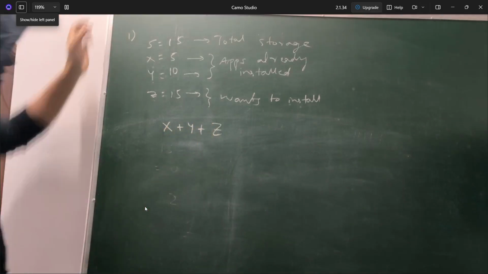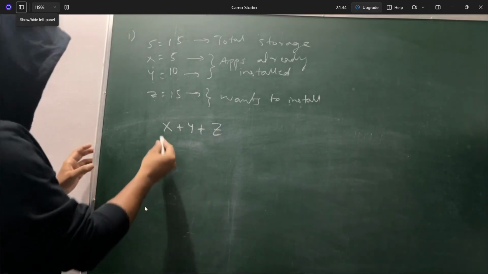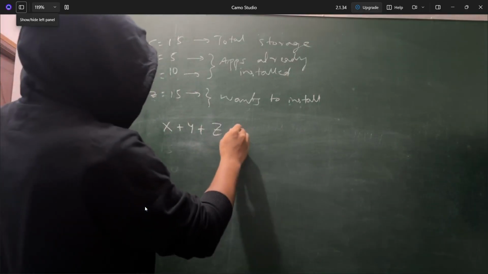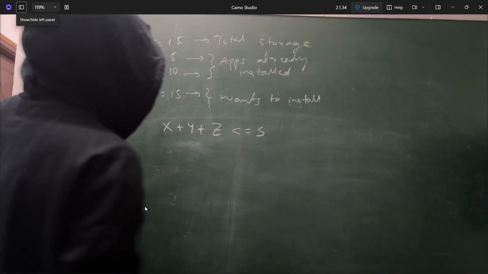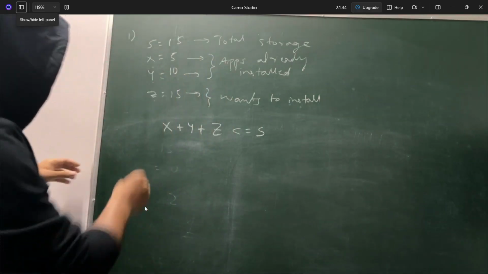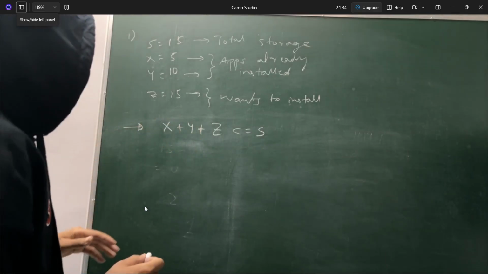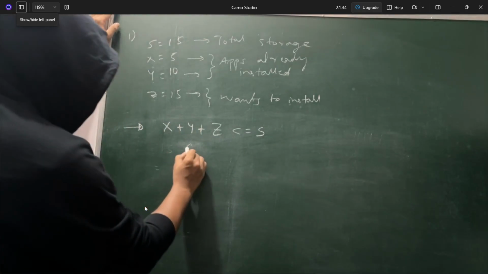X plus Y is the right now app size, and Z is what he wants to install. If all these apps' MB is lesser than or equal to S, which means without deleting these two he can install the app, right? He can install the app without uninstalling X and Y. So in this case 0 is our answer.